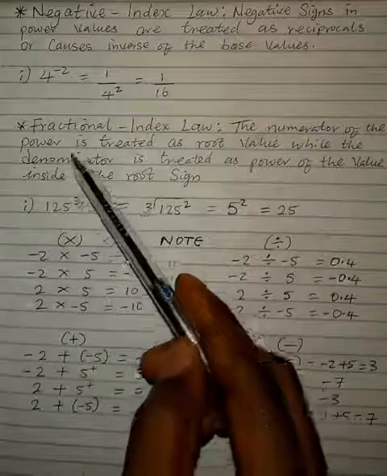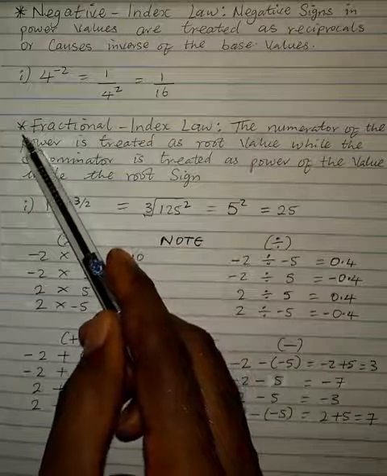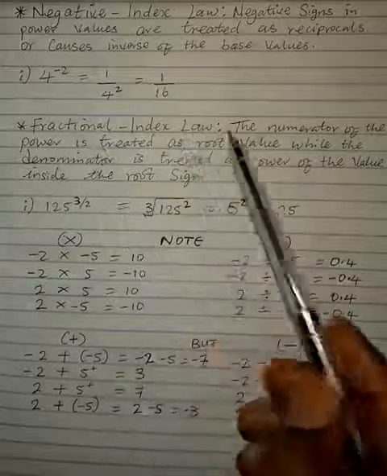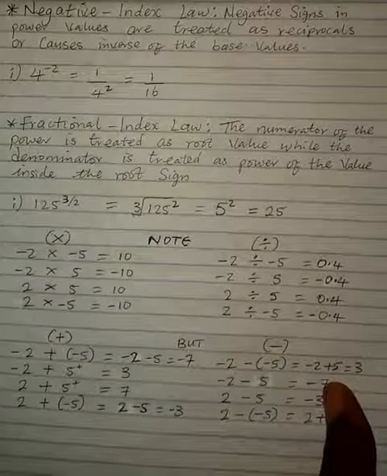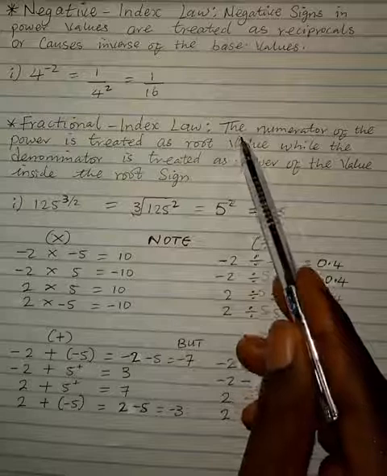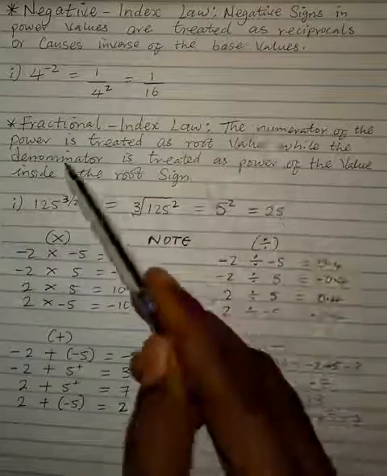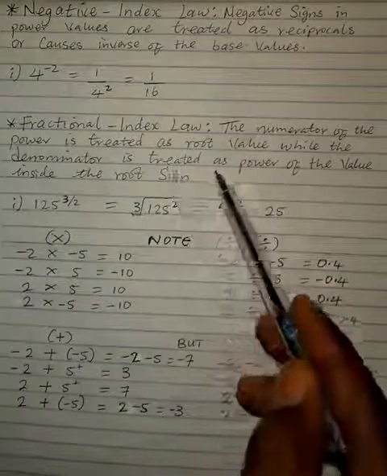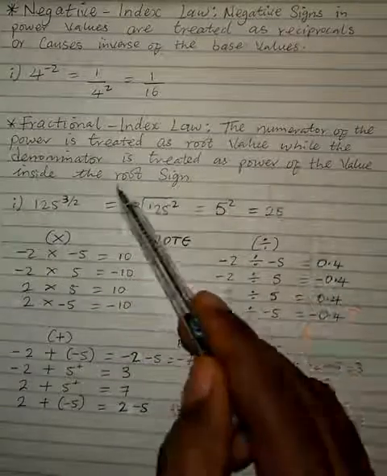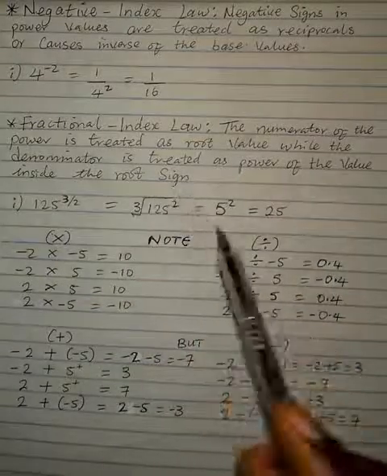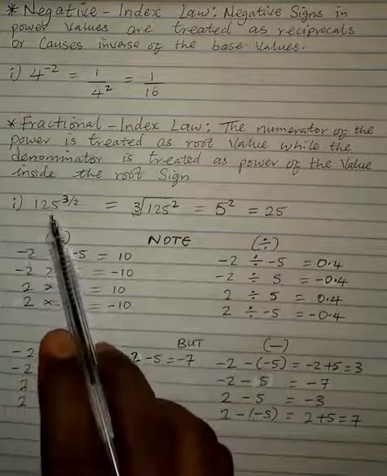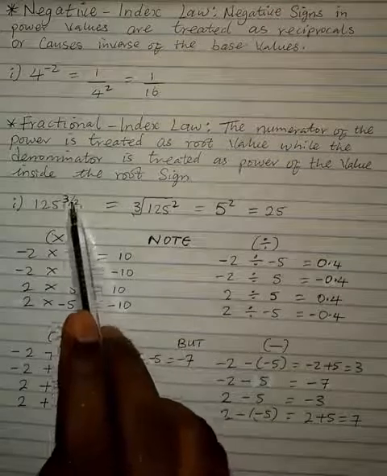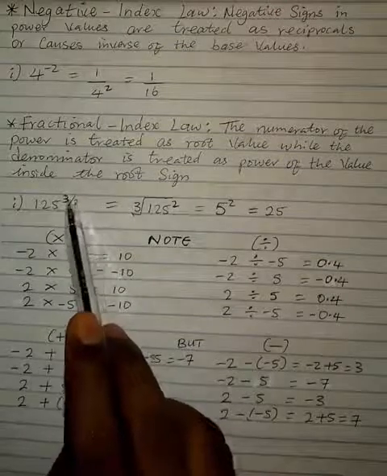Now, at this point we have the fractional index law. Under this law, the numerator of the power is treated as the root value, while the denominator is treated as the power of the value inside the root sign. Let's find out with an example. Say it's 125 raised to the power 3 over 2. This is a fractional index, that's a fractional power.